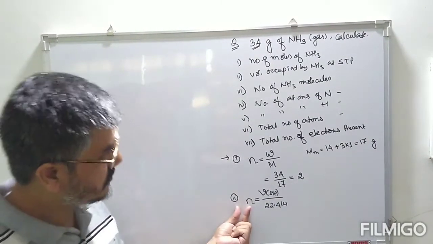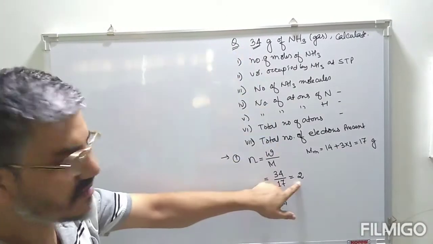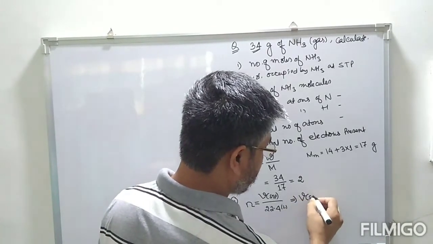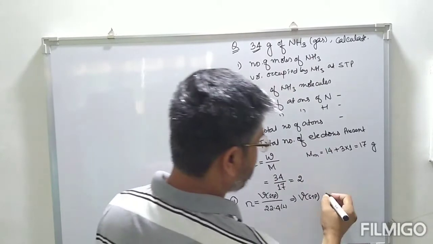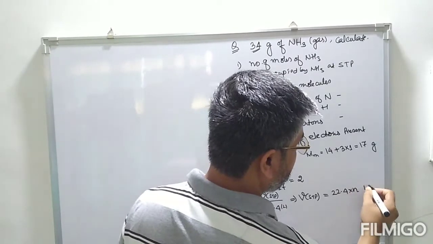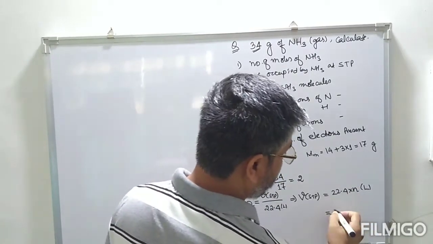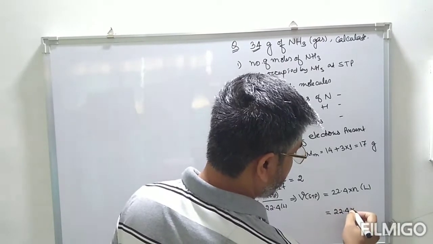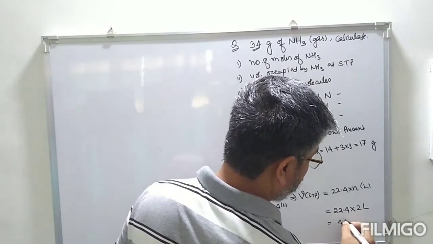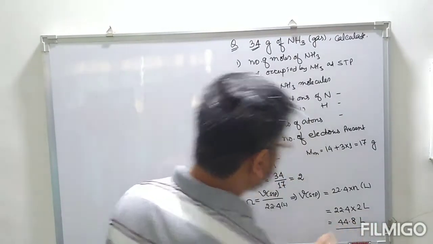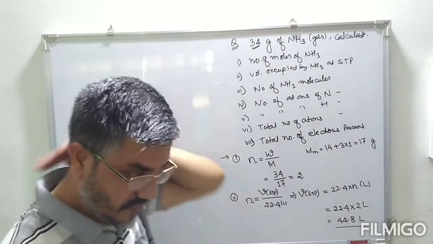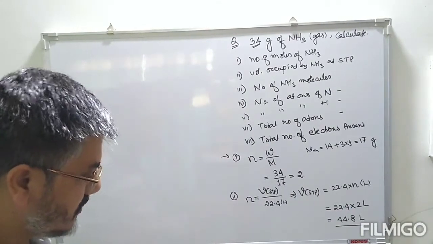So this number of moles we have found from mass, that is 2. Therefore, the volume occupied by the gas, that is 34 gram of ammonia at STP, is equal to 22.4 into n liter. So 22.4 into number of moles n, which is 2, is 44.8 liter. That means 34 gram of ammonia at STP will always occupy a volume of 44.8 liter.